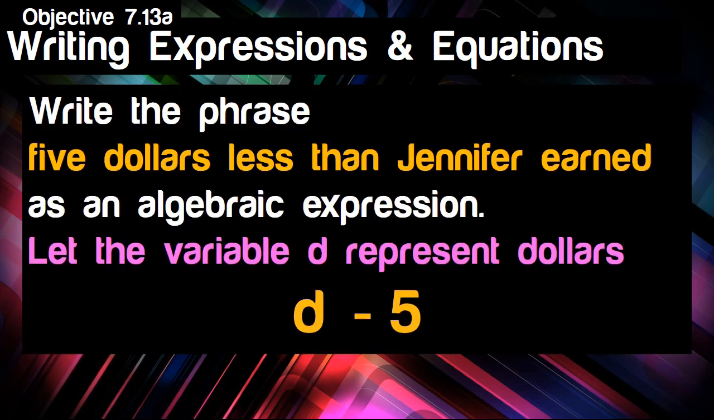So what we're going to do is write the phrase $5 less than Jennifer earned as an algebraic expression. So let the variable d represent the dollars. So $5 less than is our key phrase here. Then Jennifer earned. So we've got to flip these. So $5 is at the end. What Jennifer earned in dollars is d. So we've got d, less than is minus 5. Just writing it down as an expression.